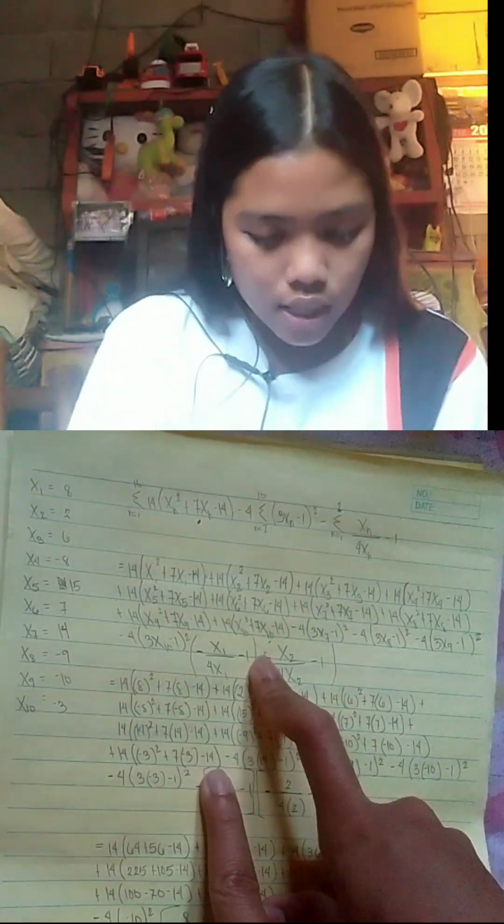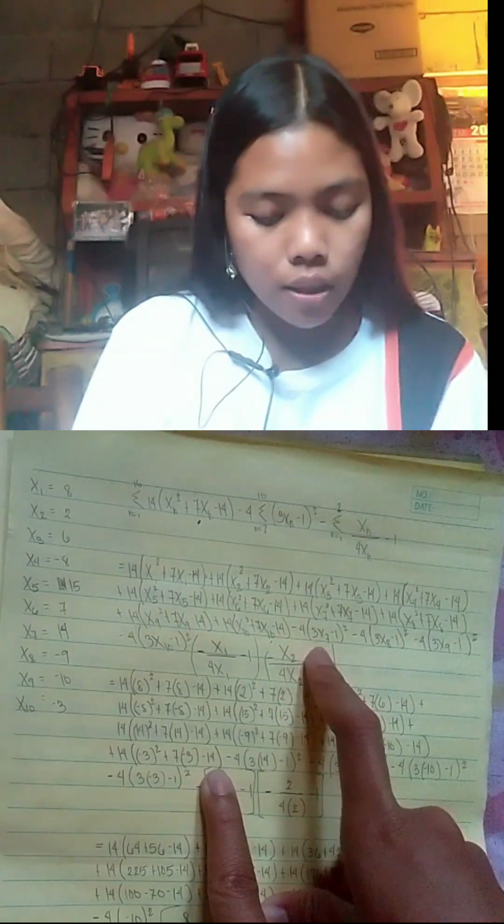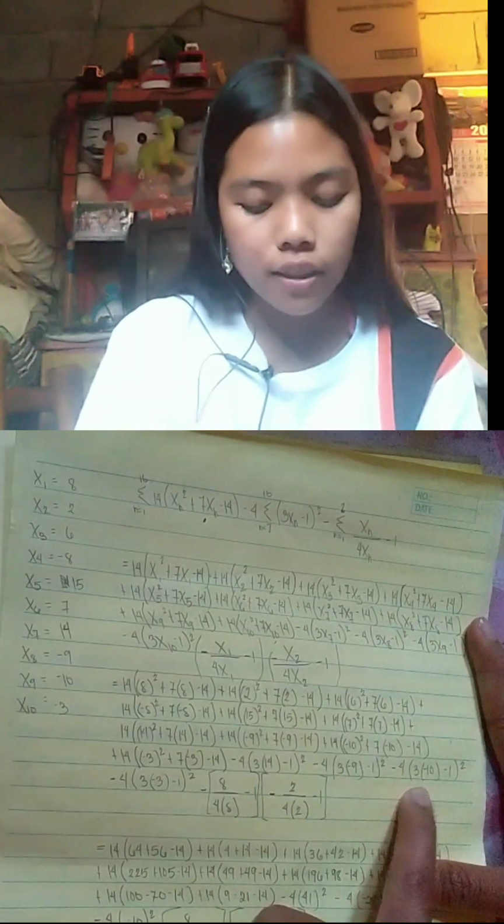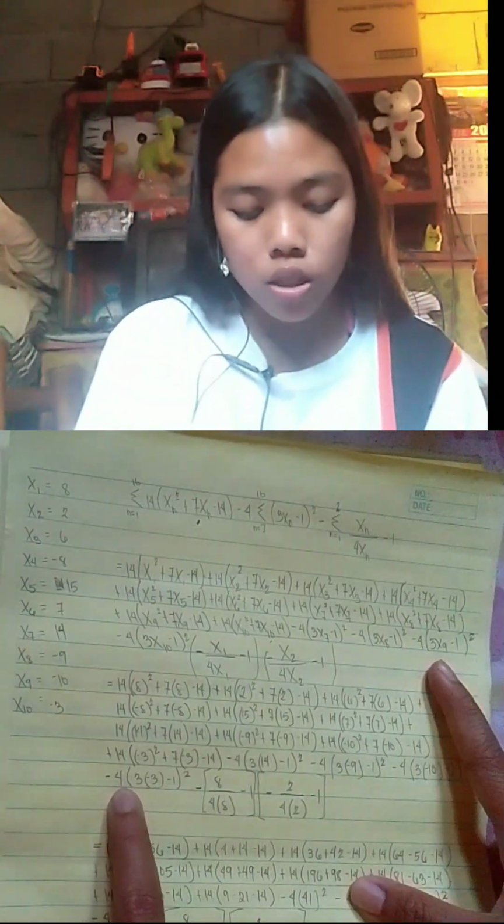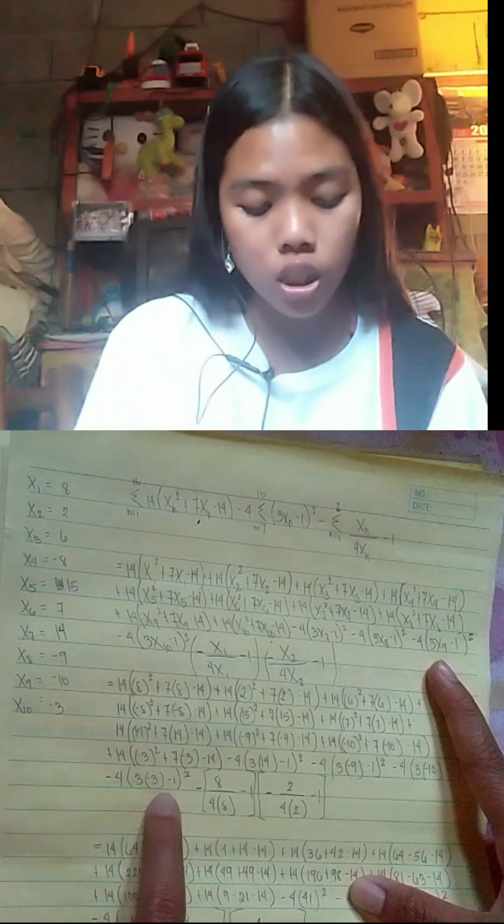So, next is here, which starts at x sub 7, which the value is 14. So, minus 4 times the square root of 3 times 14 minus 1. Next is x sub 8, so negative 9. So, minus 4 times the square root of 3 times negative 9 minus 1. Next is x sub 9, which is negative 10. So, minus 4 the square root of 3 times negative 10 minus 1. And last is x sub 10, which is equal to negative 3. So, substitute minus 4 times the square root of 3 times negative 3 minus 1.